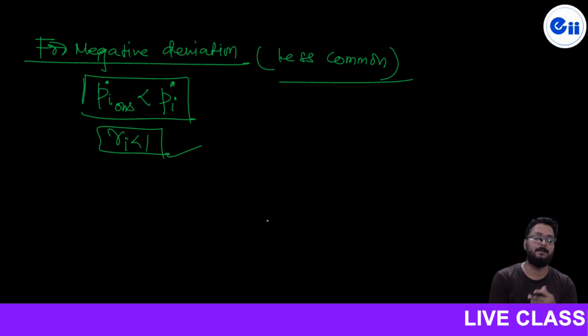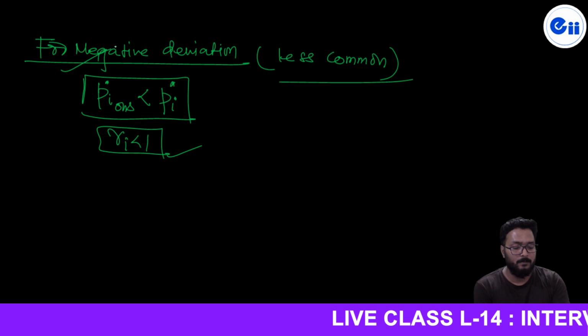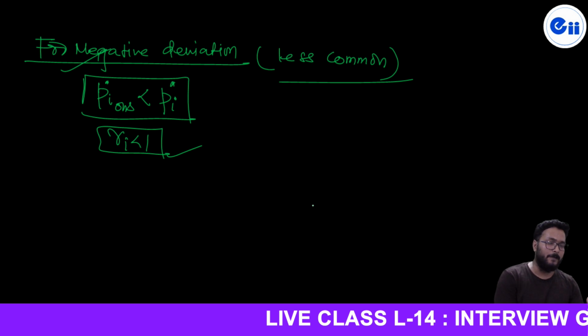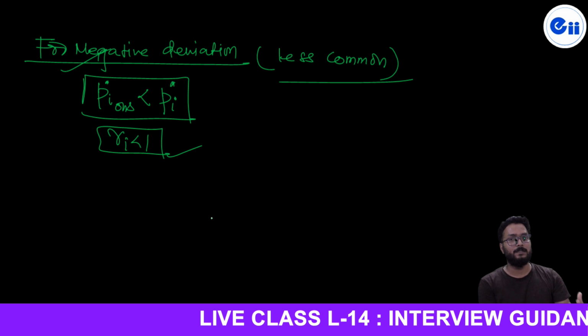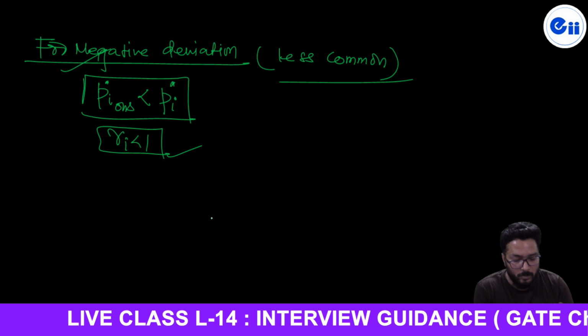Just try to understand negative deviation. So we have seen the two types of non-idealities. One is called positive, the other called negative deviation. And my dear student, one more thing I would like to say.